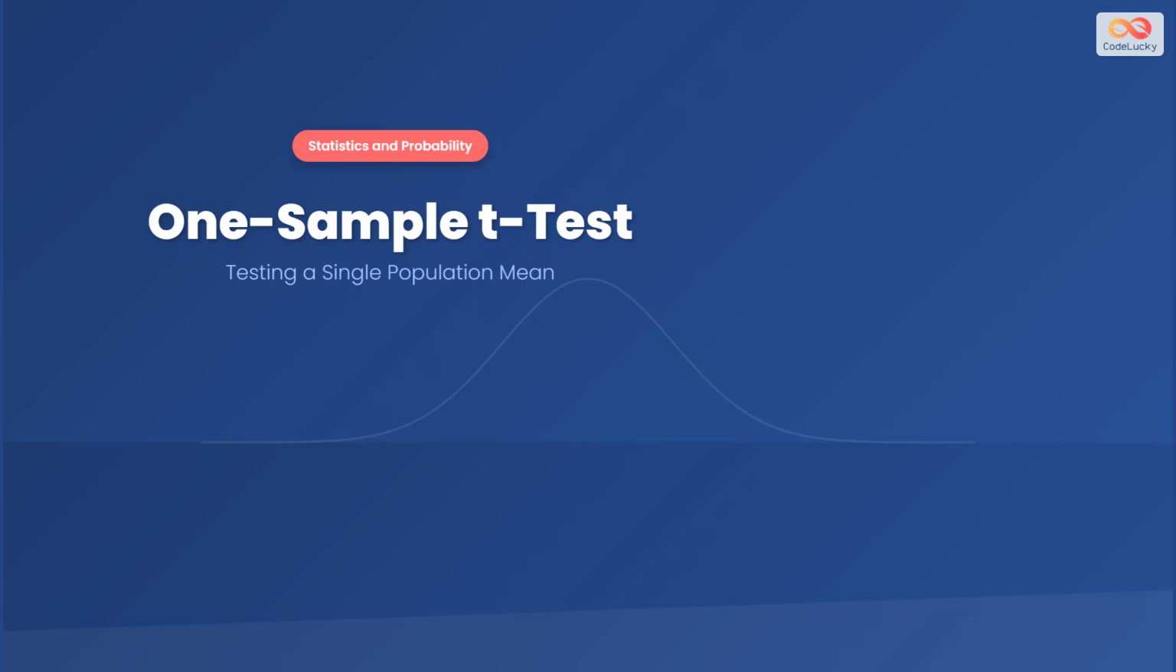Welcome to this guide on the one-sample t-test. This is one of the most fundamental tools in statistics, used to test hypotheses about a single population mean. Whether you are a student or a researcher, mastering this test is essential for analyzing data when population parameters are unknown.